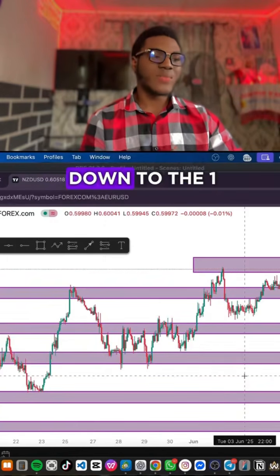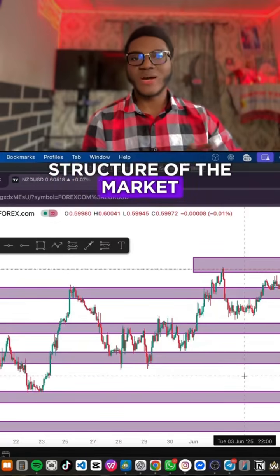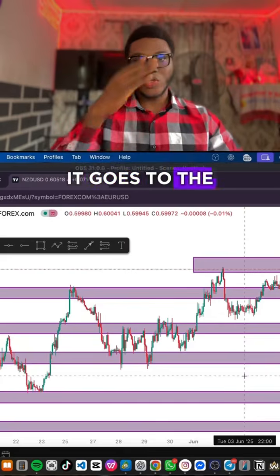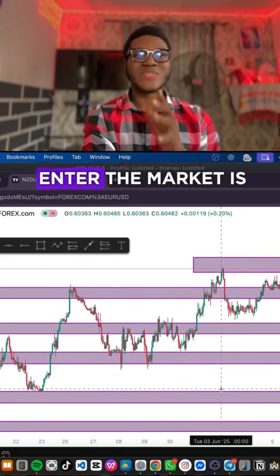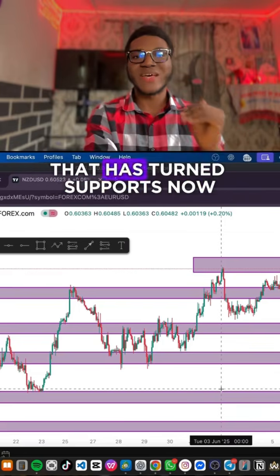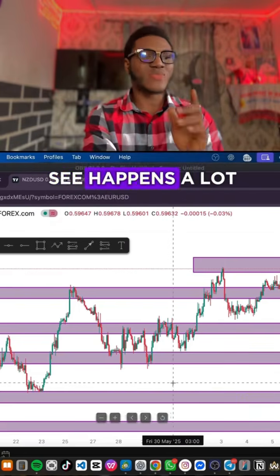After marking up your structural levels on the 4-hour time frame, you can now come down to the 1-hour time frame to actually know the structure of the market. Typically for an uptrend, we have higher highs and higher lows. It goes to the upside, higher highs and higher lows. So the best place to enter the market is at a higher low that's currently on a support level, or a previous resistance level that has found support, which you can see happens a lot of the time.